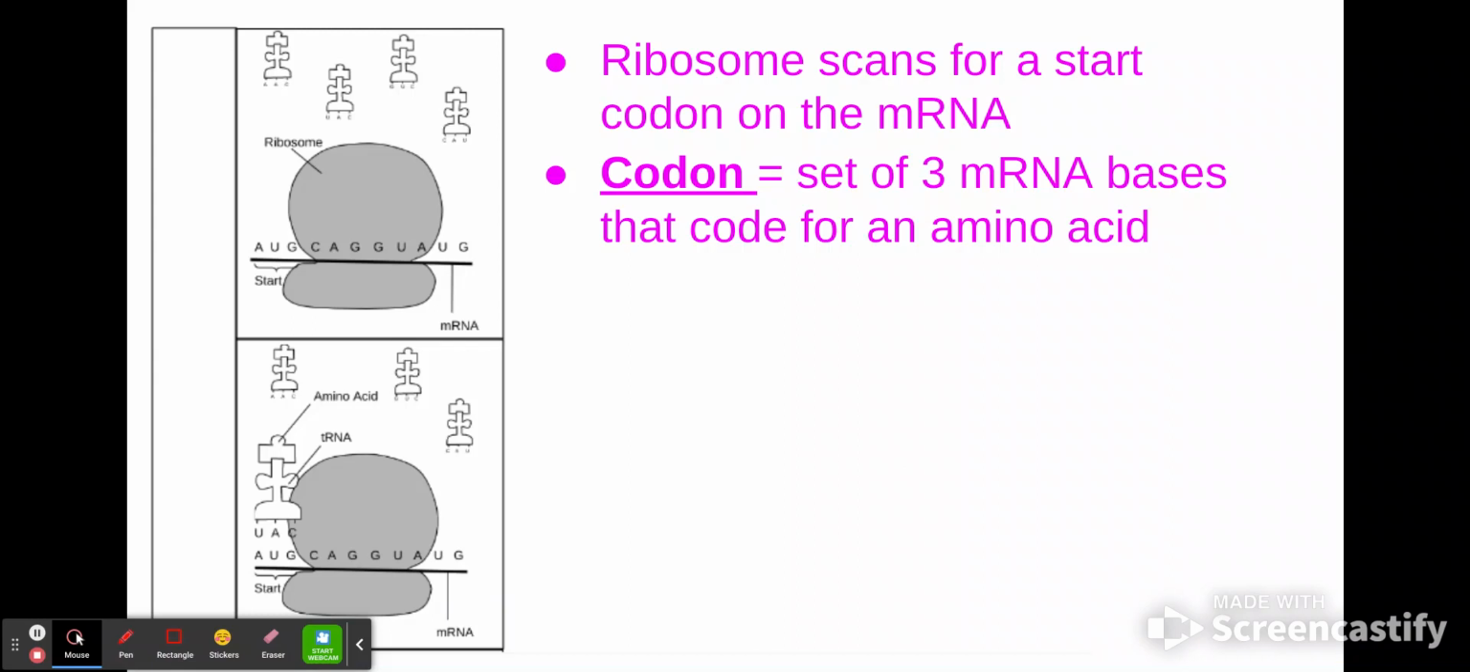So we're going to write down that definition. A codon is a set of 3 mRNA letters or bases, because remember the bases are letters, that code for an amino acid.